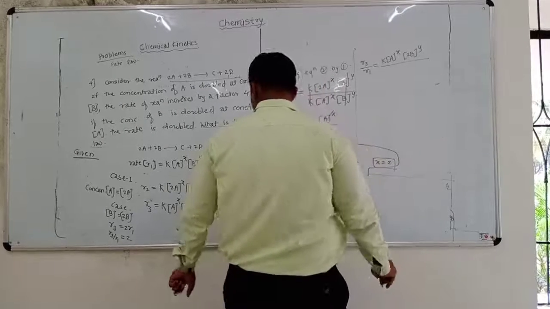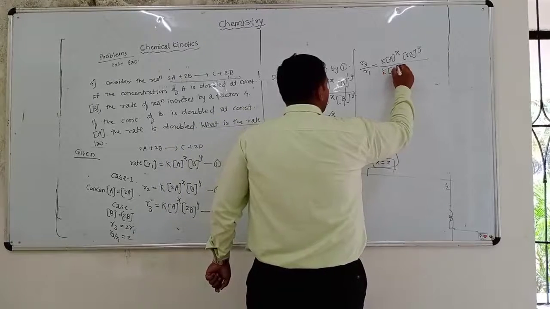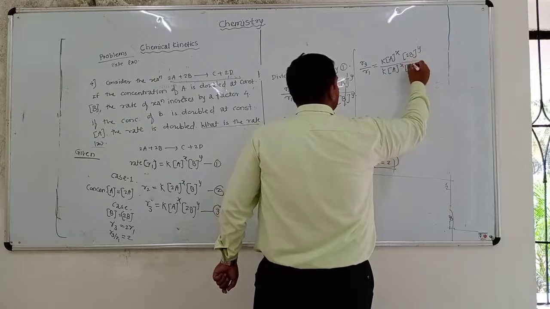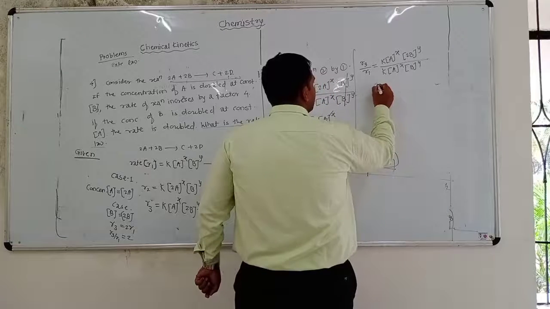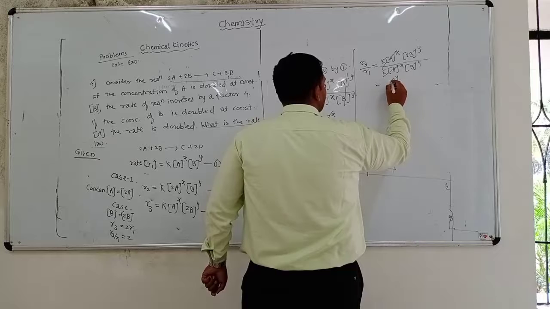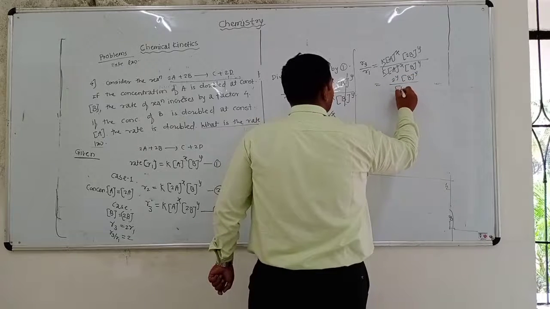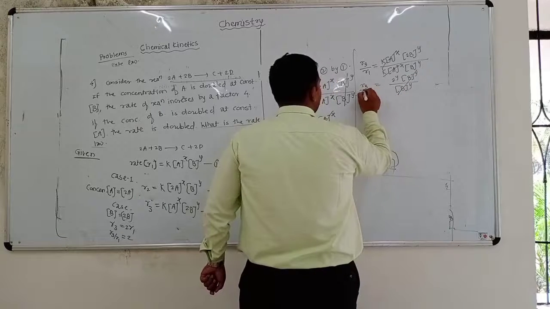Okay, R1 is K into concentration of A raised to X and concentration of B raised to Y. So what will happen? It cancels. Here we have 2 raised to Y into concentration of B raised to Y divided by concentration of B raised to Y, which gets cancelled, in R3 divided by R1.